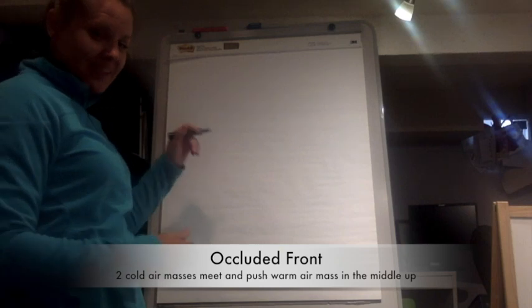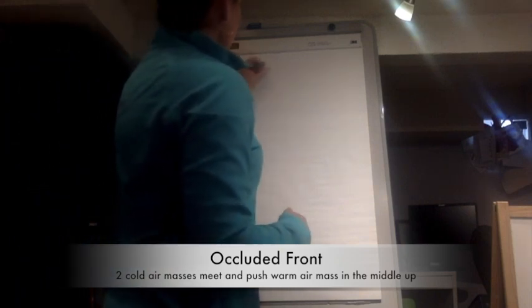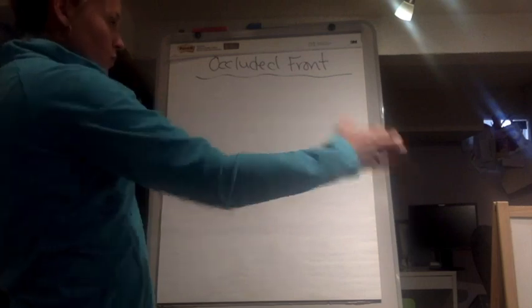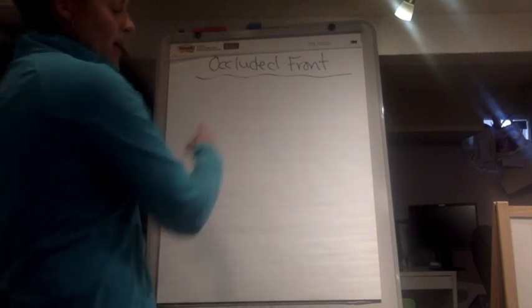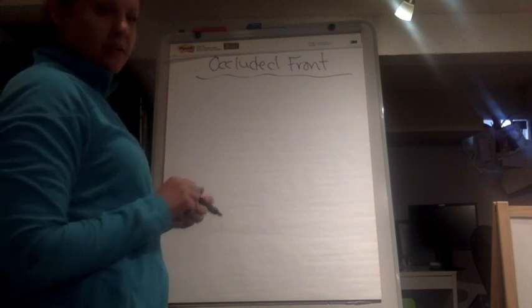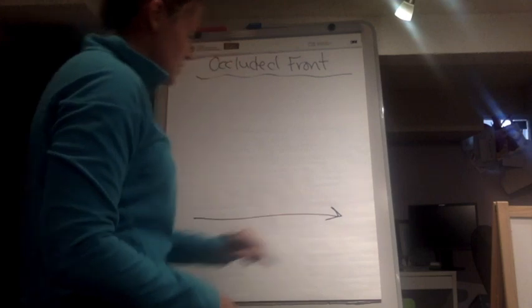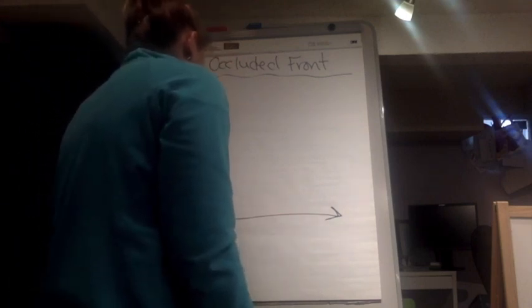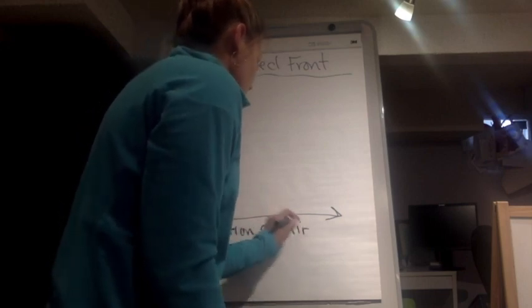Hey everybody, our last front that we are going to be talking about is an occluded front. And an occluded front happens when we have two cold air masses that actually push a warm air mass upward. Okay, so the direction of the front or the moving air is going to be in one direction. So the direction of air moving.